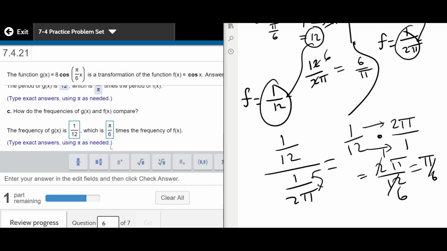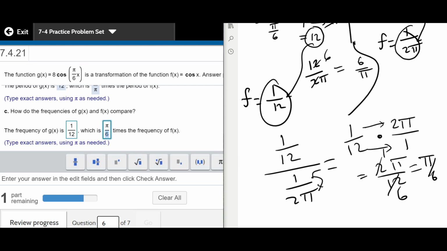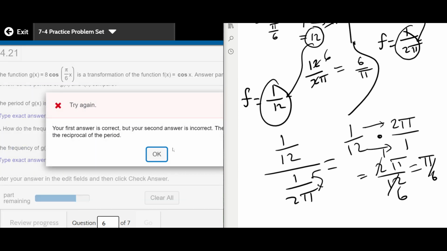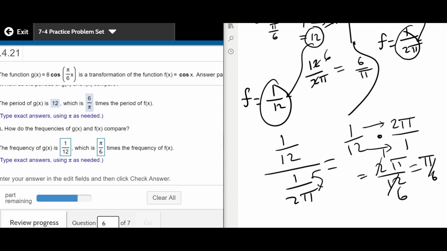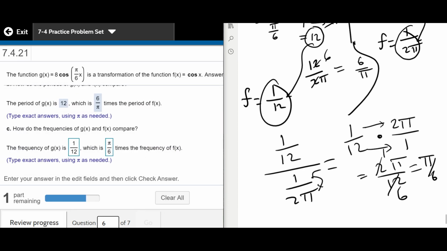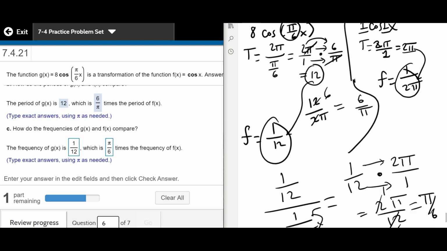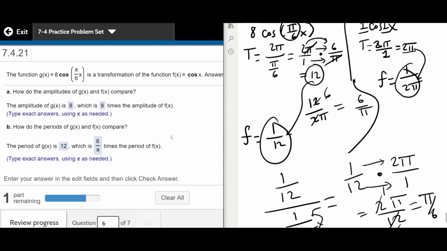Oops, I forgot the other one. Let me double check the first one real quick. Frequency is the reciprocal of the period. Okay, let me double check that real quick. So the frequency of G is that. Okay.